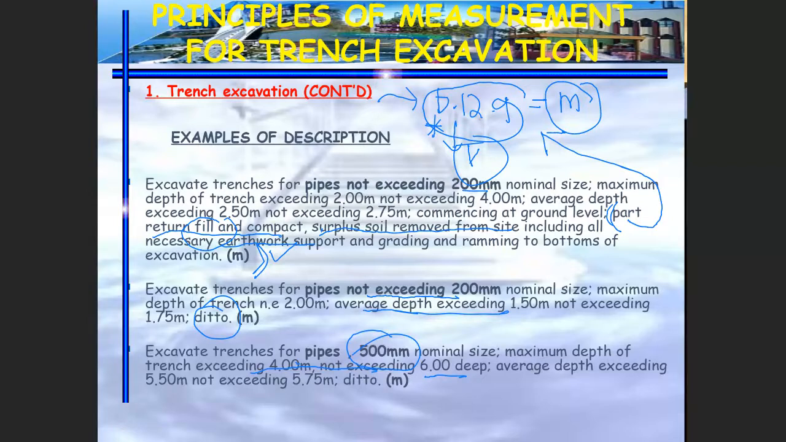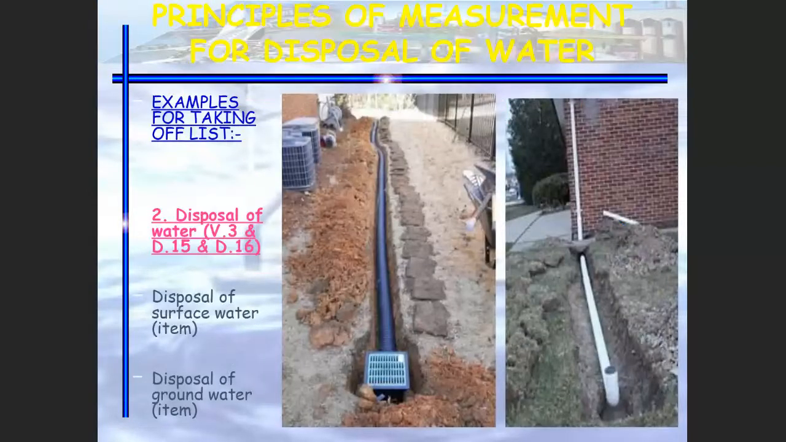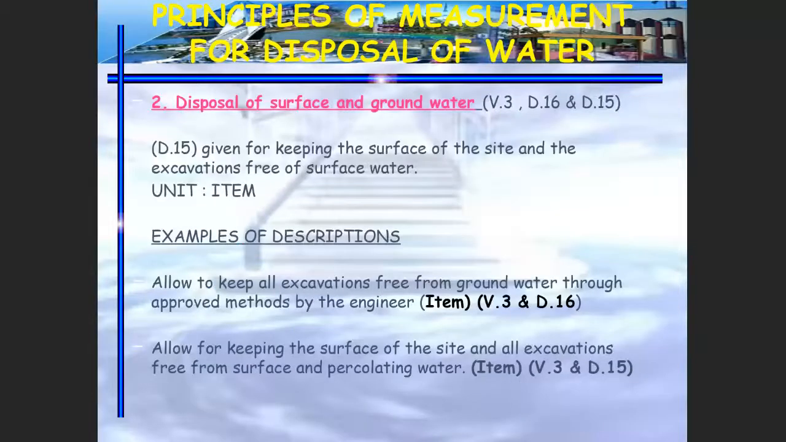So after you finish all the pipe work, you can move to the second item under V.3. V.3 mentioned that you have to refer to D15 and D16. D15 is referring to the measurement for the disposal of the surface water. Look at this example. Okay, D.15 for the surface water. D16 is to make sure that all excavation is free from groundwater. So this one must be compulsorily measured for the underground drainage.